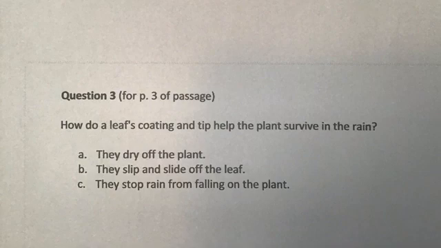Question 3. How do a leaf's coating and tip help the plant survive in the rain? A. They dry off the plant. B. They slip and slide off the leaf. Or C. They stop rain from falling on the plant.